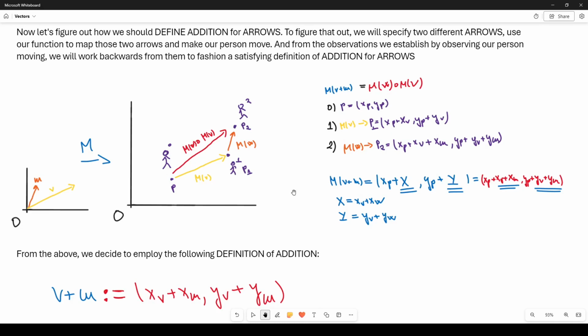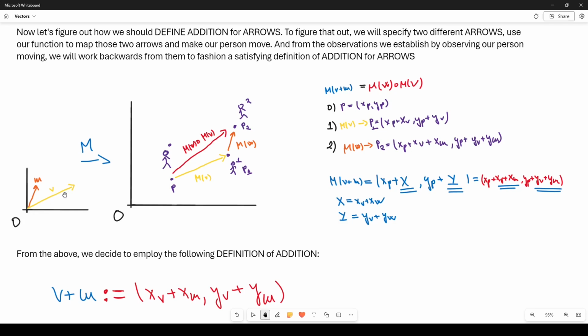Now we would like to define addition for arrows. To figure that out, we will specify two different arrows, v and w. We'll use our function app to map those two arrows and make our person move. And from the observations we establish by observing our person moving, we will work backwards to fashion a satisfying definition for arrows. So when we add these two arrows, I would like to get another arrow.